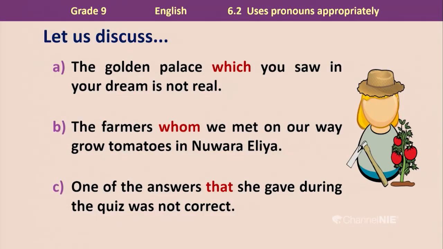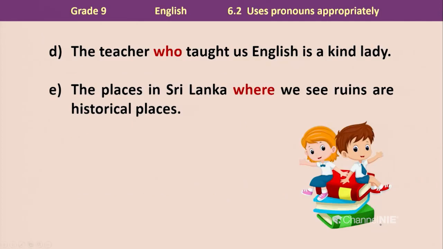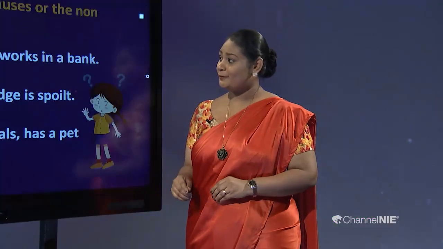The golden palace which you saw in your dream is not real. The farmers whom we met on our way grow tomatoes in Norelia. One of the answers that she gave during the quiz was not correct. Right, which, whom, that are the relative pronouns there. The teacher who taught us English is a kind lady. The places in Sri Lanka where we see ruins are historical places. All right, who and where are the relative pronouns there.